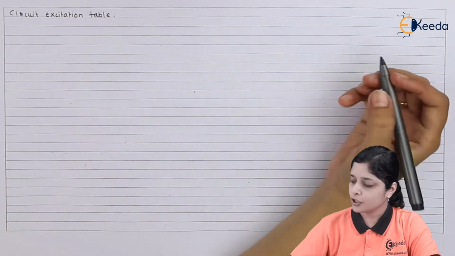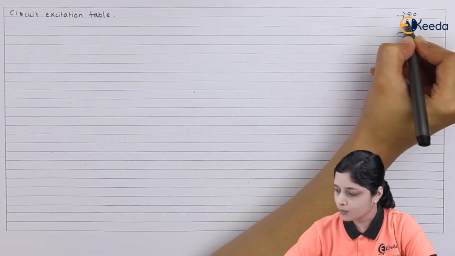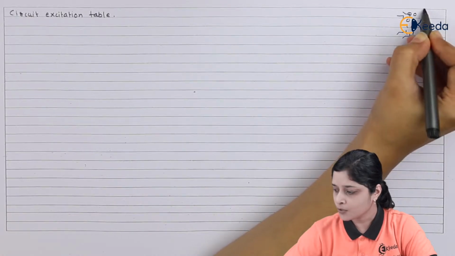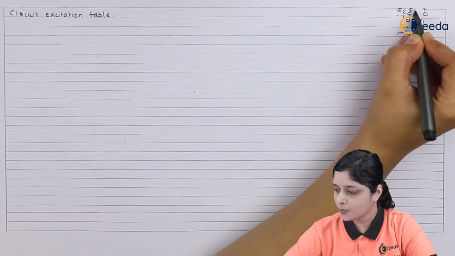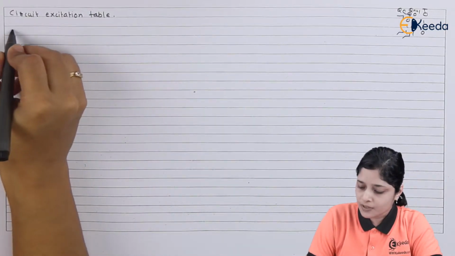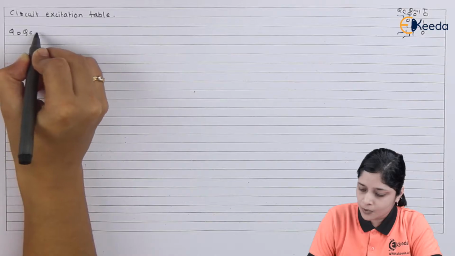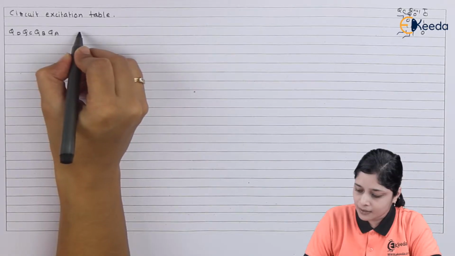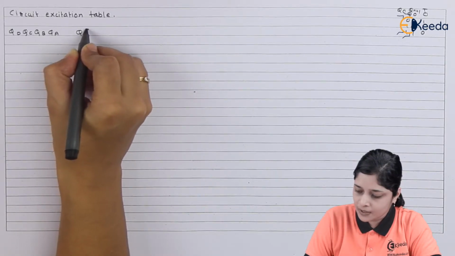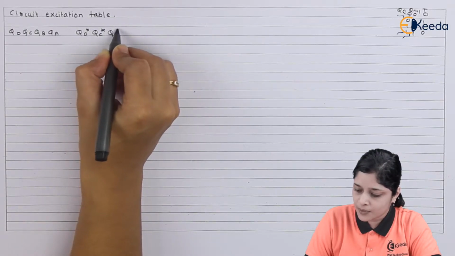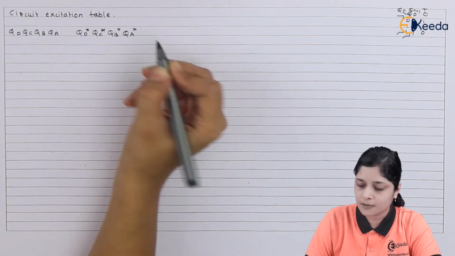The excitation table for the T flip-flop is what? For 0, 0, 0, 1, 1, 0 and 1, 1 we have 0, 1, 1, 0. This is for T. This is for Qn and Qn plus 1. You have to use this table for designing the circuit excitation table. So now we will start with QD, QC, QB, QA. These are the present state. Then we have QD star, QC star, QB star and QA star.